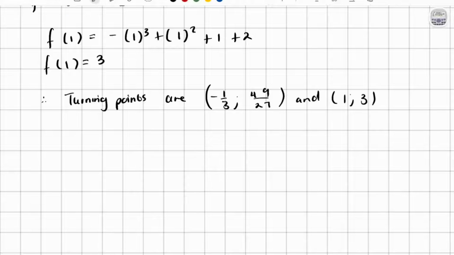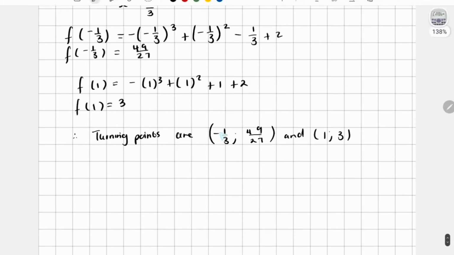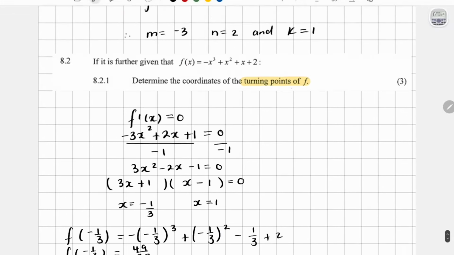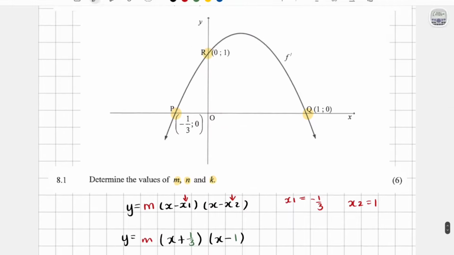Moving on to the next question. Then 8.2 says, draw the graph of f, indicate on your graph the coordinates of the turning points and the intercepts with the axes. So good thing about this is we already have the turning points, and the intercepts with the axes, we can actually find them because of this.